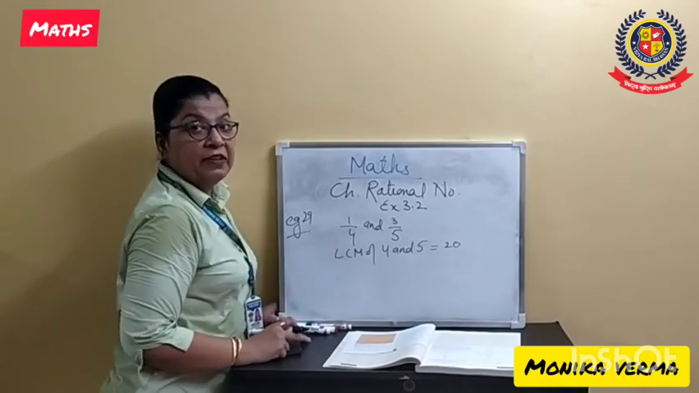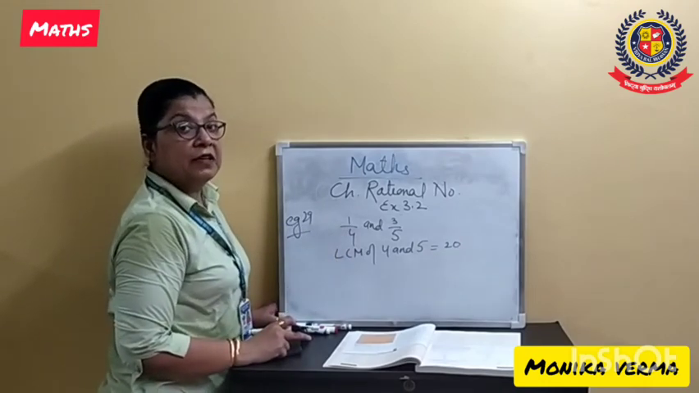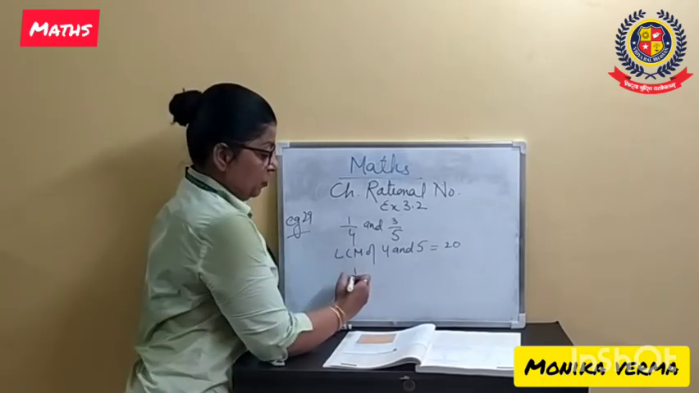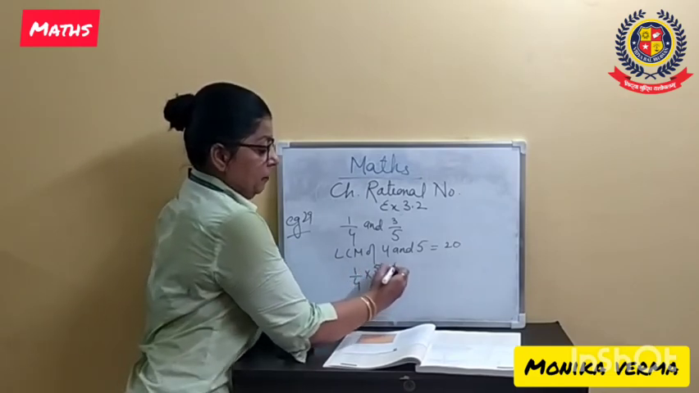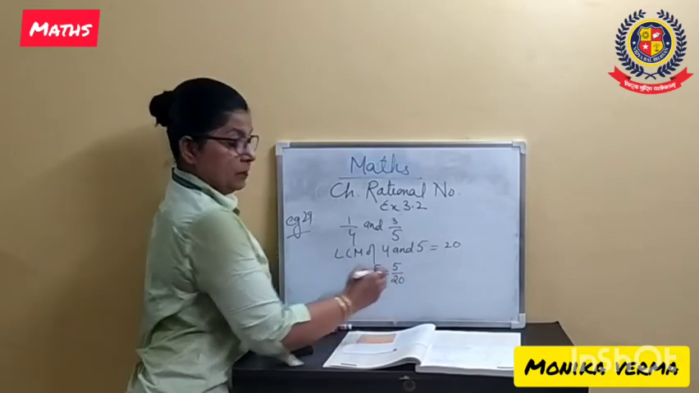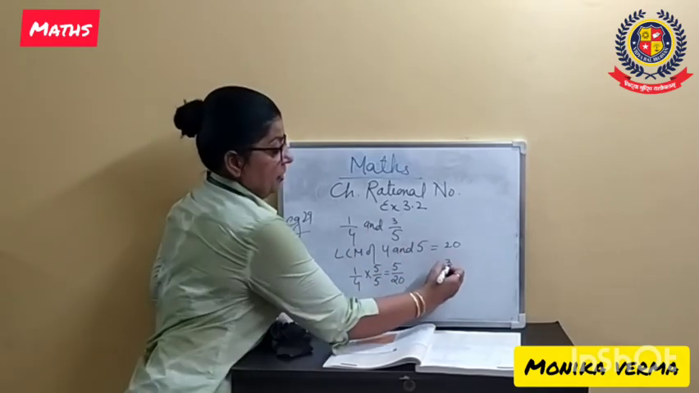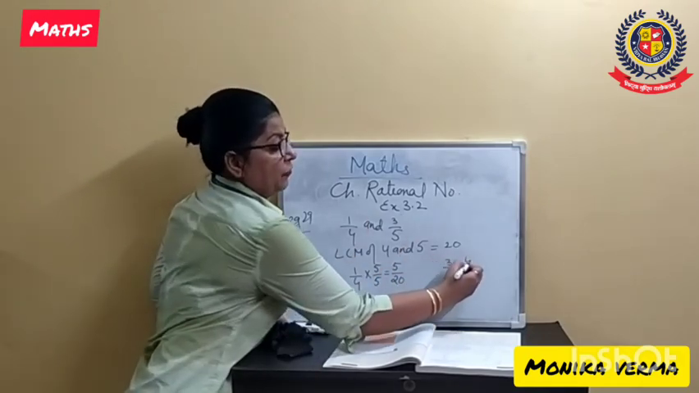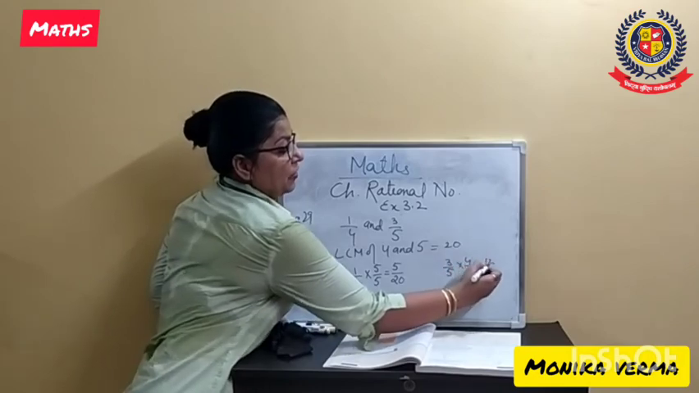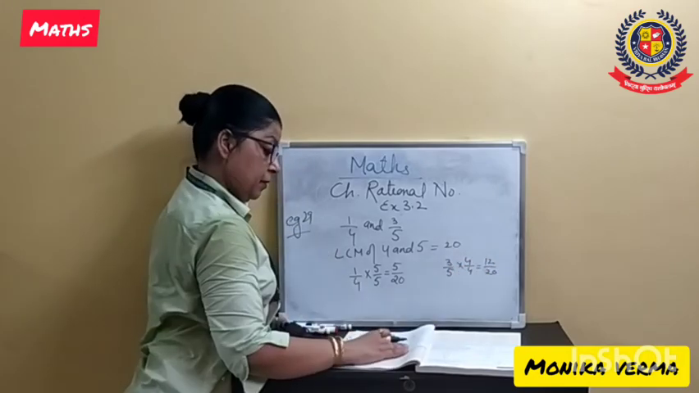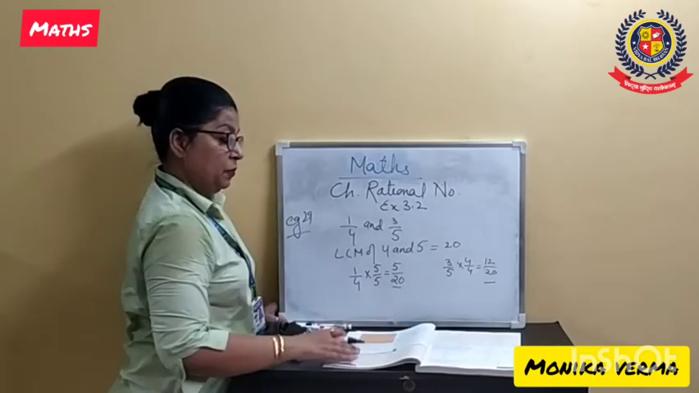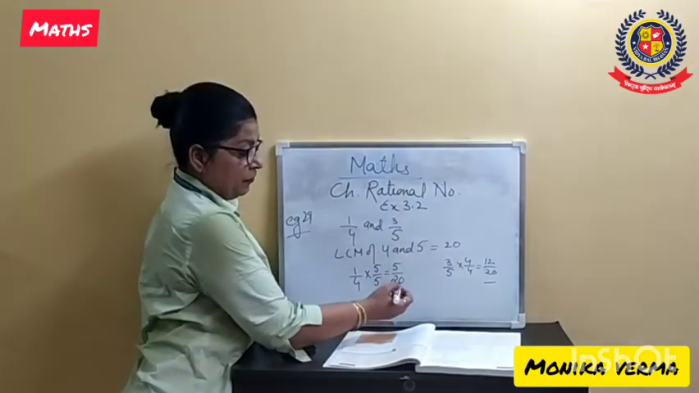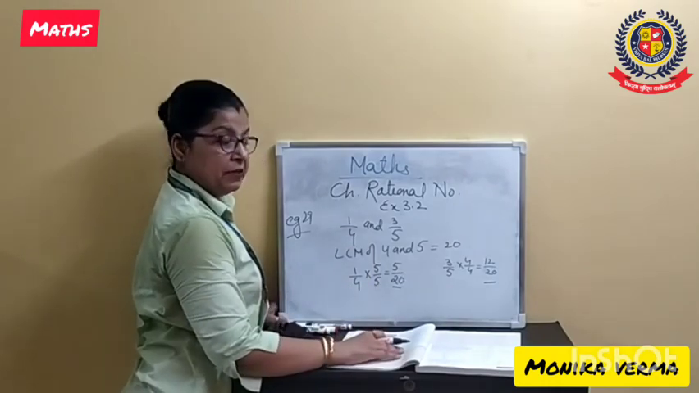Now the denominator we already have, and we have to make the denominator 20. So what do we do? 1 upon 4 into 5 upon 5 is 5 upon 20. And here 3 upon 5 into 4 upon 4 is equal to 12 upon 20. Both are positive. Now we have 5 upon 20 and 12 upon 20, and we have to find 4 rational numbers between them.